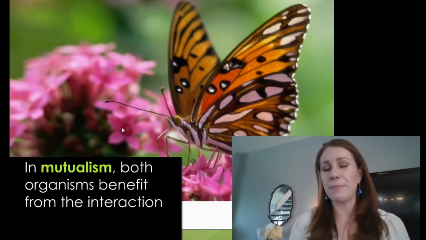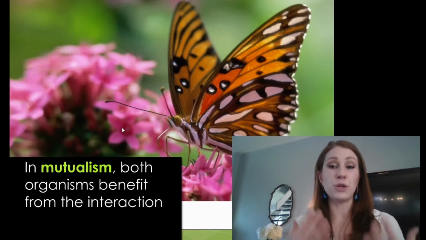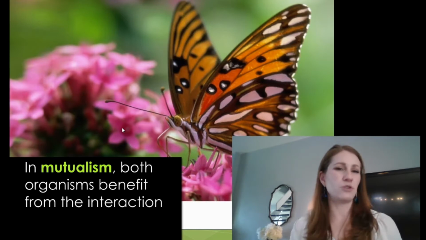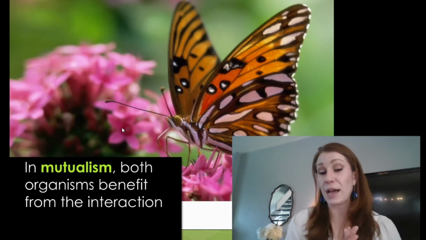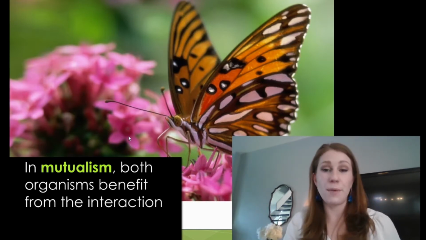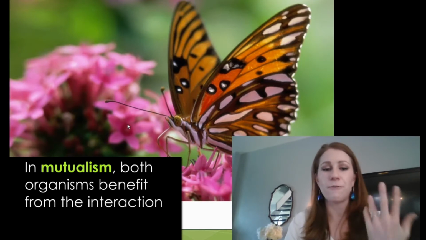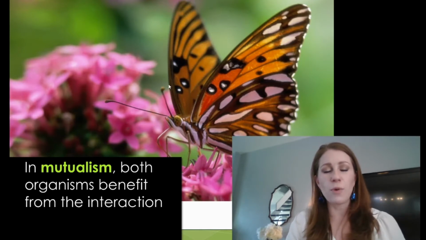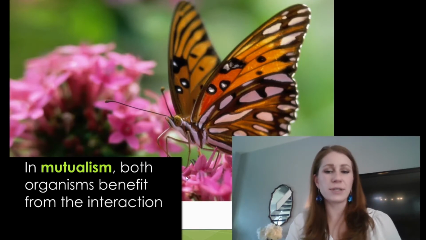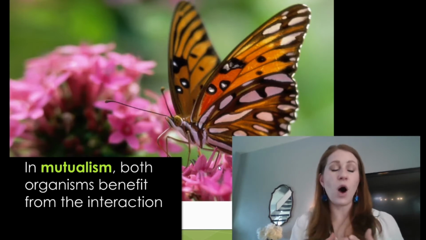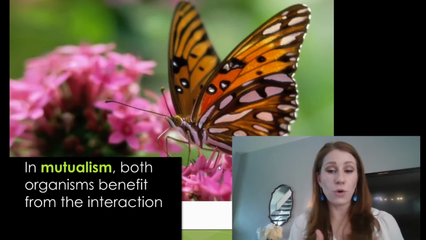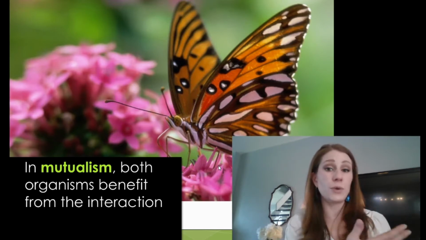The first type of symbiotic relationship I want to talk about is mutualism. If something is mutual, it means it's equal from both sides. So in this kind of interaction, both organisms benefit from the interaction. Over here, we've got a butterfly and some flowers. The flowers need pollinators like the butterfly in order to get their pollen from one flower to another flower.